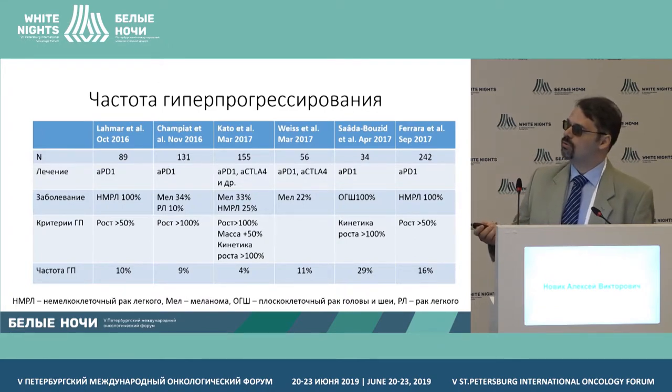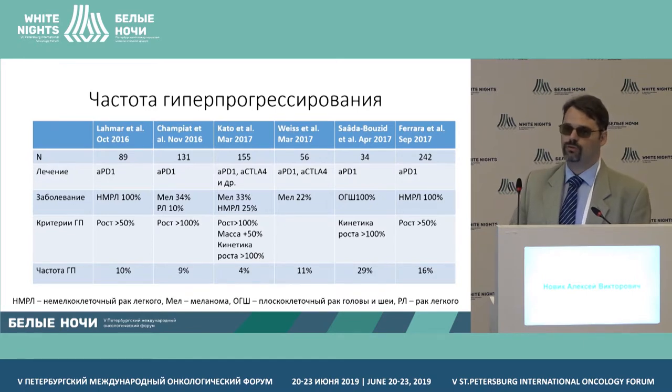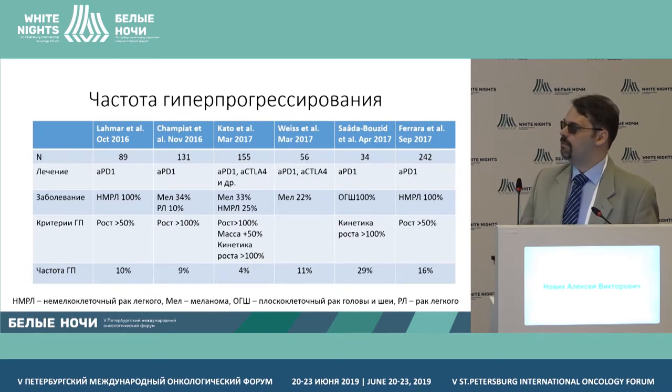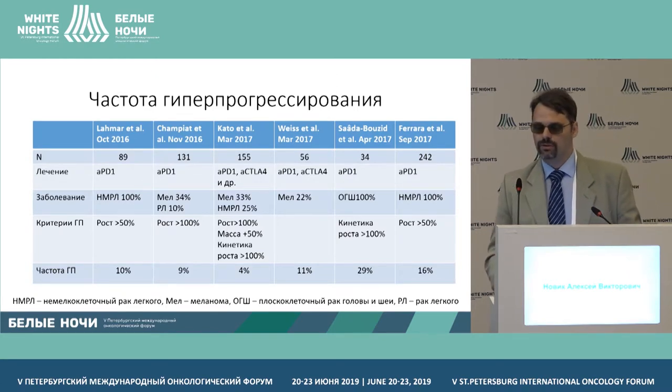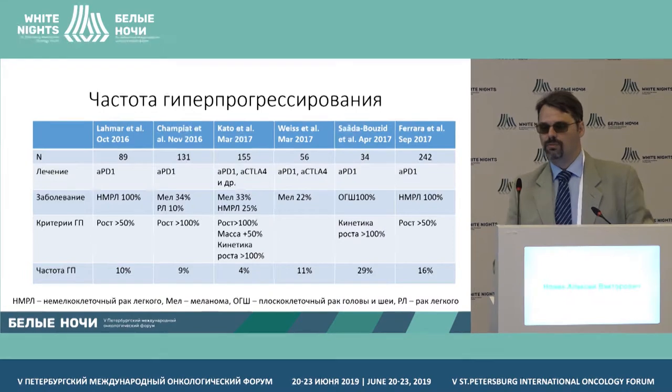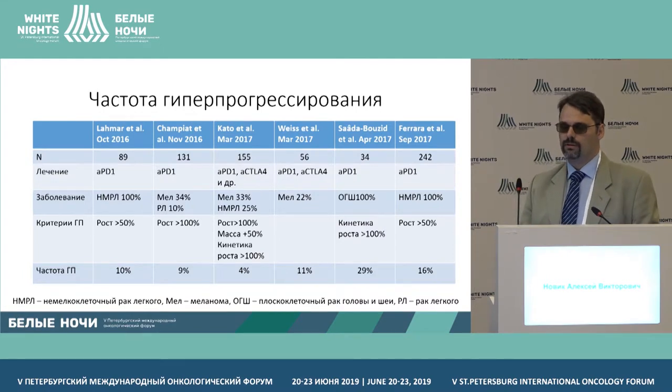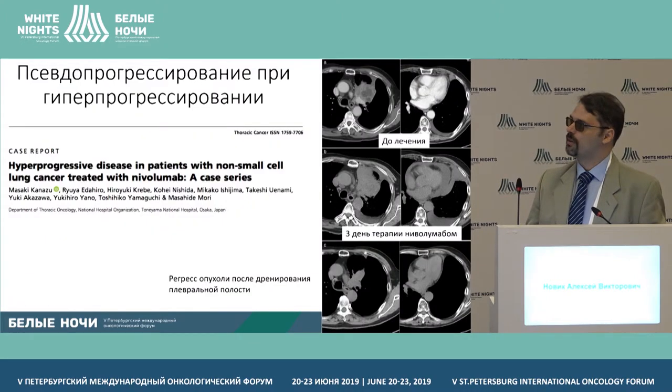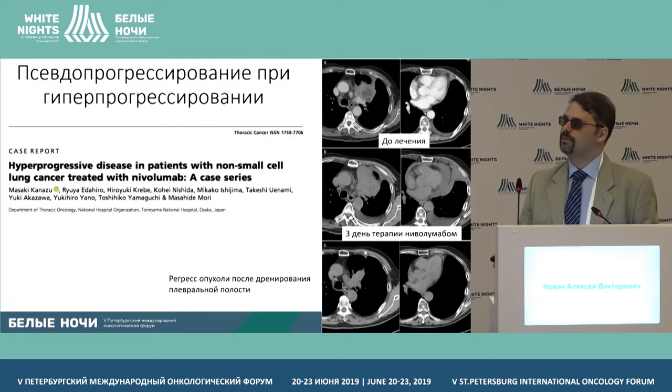But look at different definitions. Some people used overgrowth over 50%, some other people growth of 100%, or changes in tumor genetics. Which means professionals will have to reach a consensus regarding progression criteria.